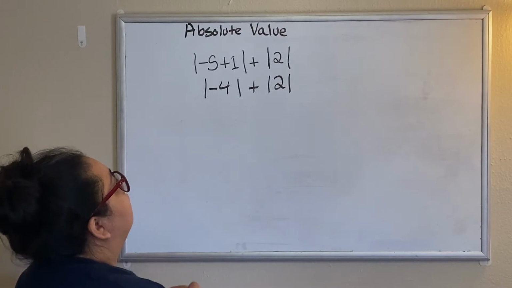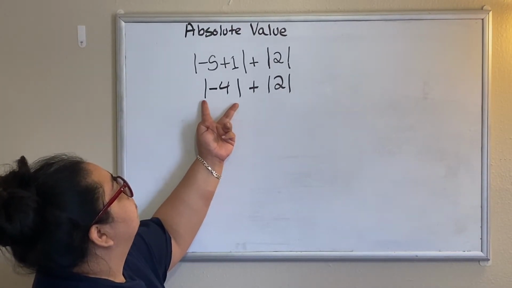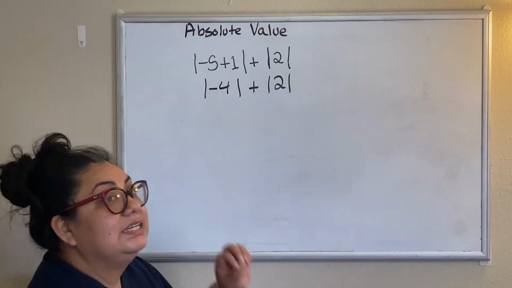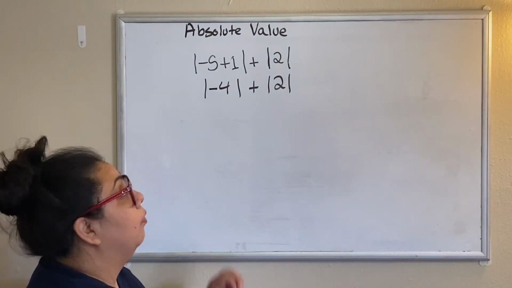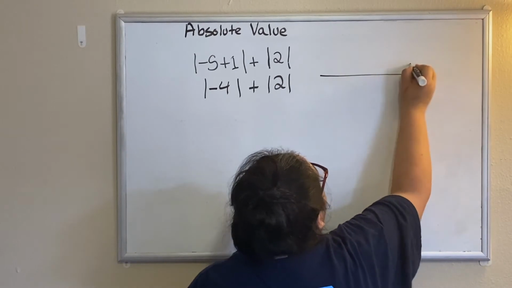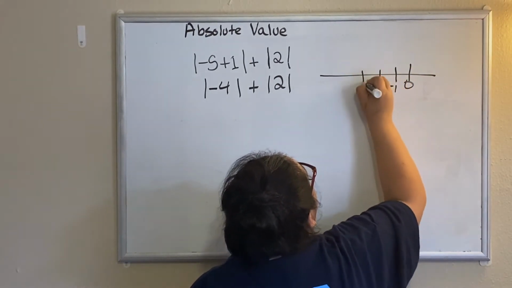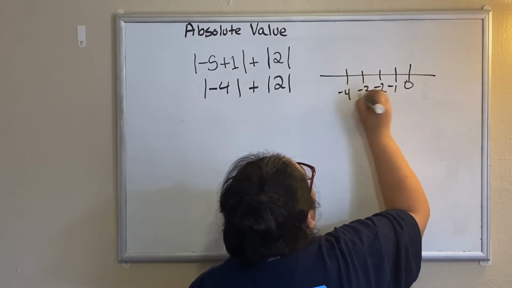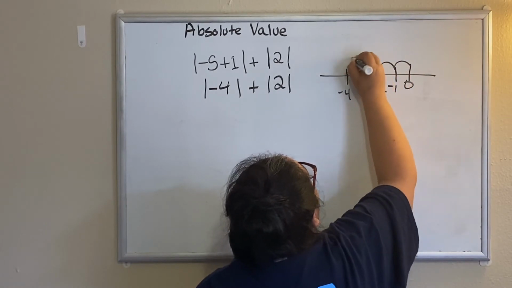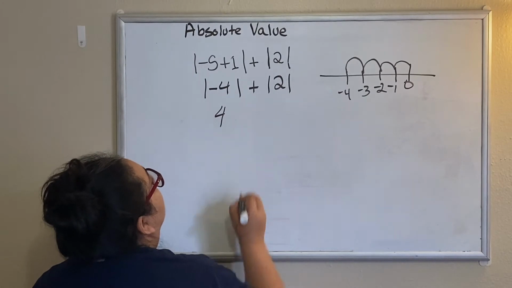Now once we did that, we can simplify the absolute value. Absolute value means distance from 0. So the absolute value of -4 is the distance -4 is from 0. Well, -4, if we make a number line, here's 0, -1, -2, -3, and -4. If we count, we have a distance of 1, 2, 3, and 4. So this is just the number 4.